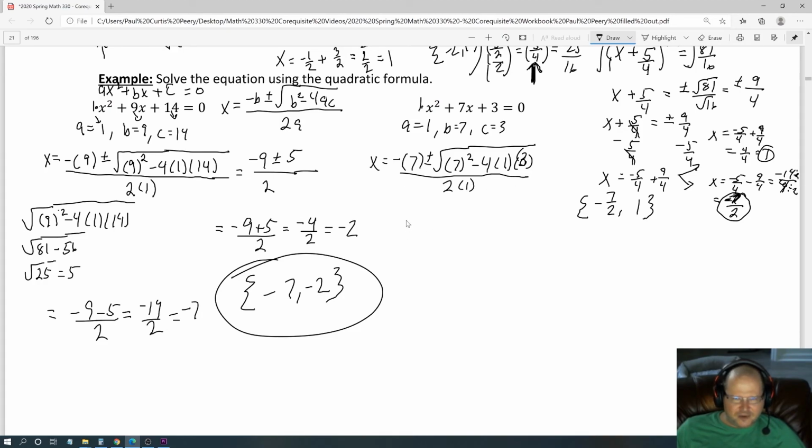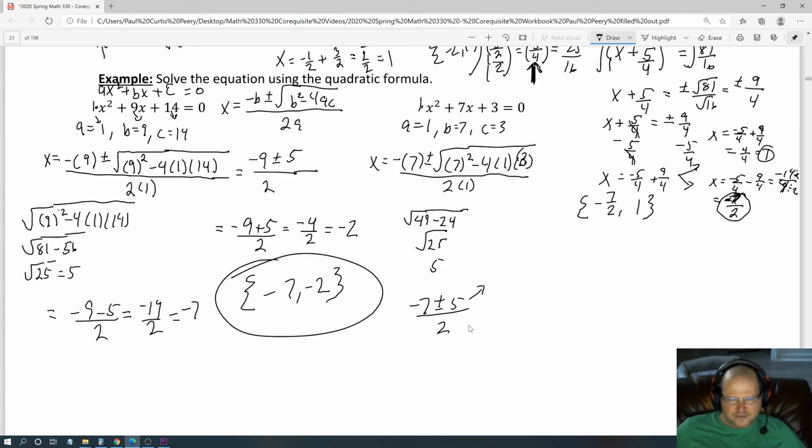Okay, so let's simplify our radicals, right? So 7 squared is a 49. 4 times 1 is 4. 4 times 3 is 12, minus 12. 49 minus 12 is going to be a 25. Hmm, wait, let me restate: we get 25, and square root of 25 is 5. Okay, cool. We'll go back and rewrite it. Negative 7 plus or minus 5 all over a 2.